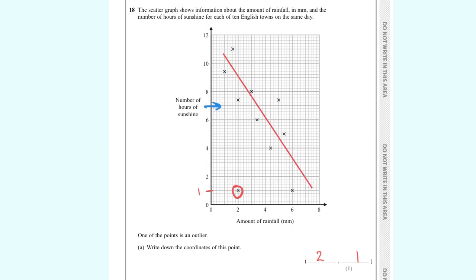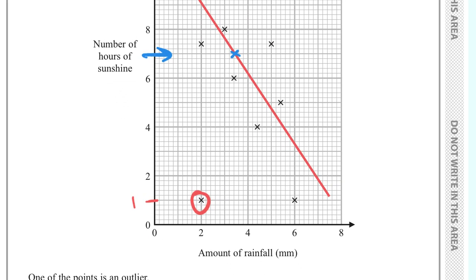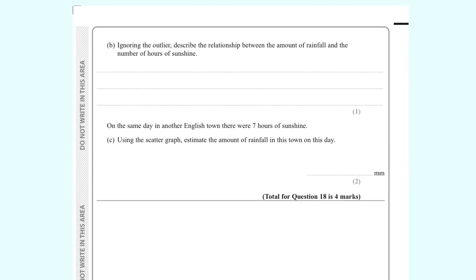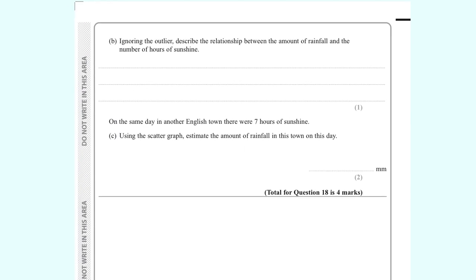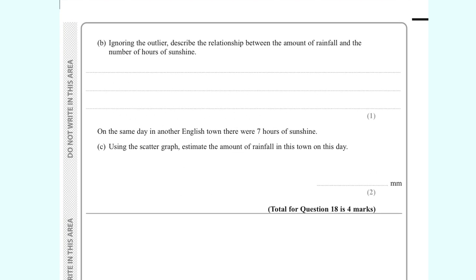Then we follow along 7 and see where that takes us. What are we saying? I'm going to say 3.5. Adjusting my scatter graph, I'm going to say it's about 3.4, so that's what I'm going to put as my answer. I was going to say that would make no sense if that was all it was. Okay, ignoring the outlier, describe the relationship between the amount of rainfall and the number of hours of sunshine.